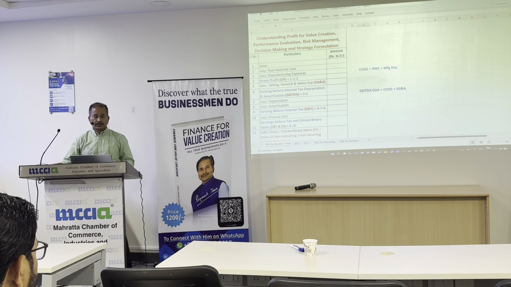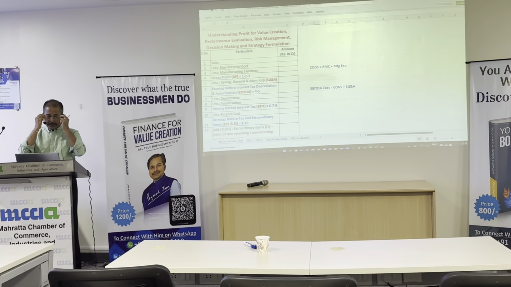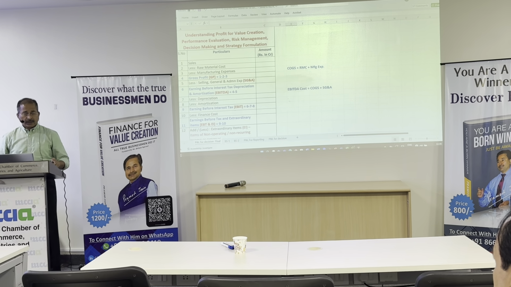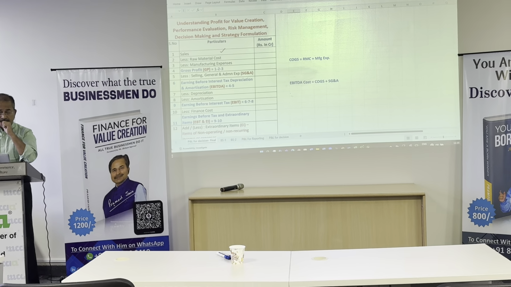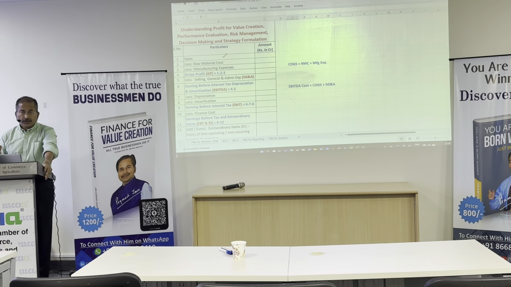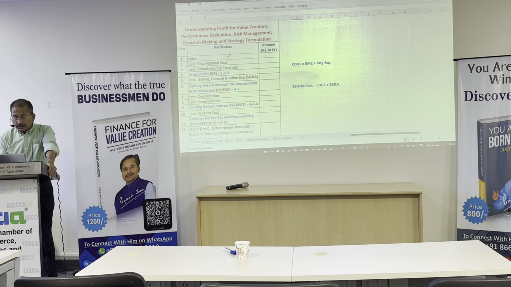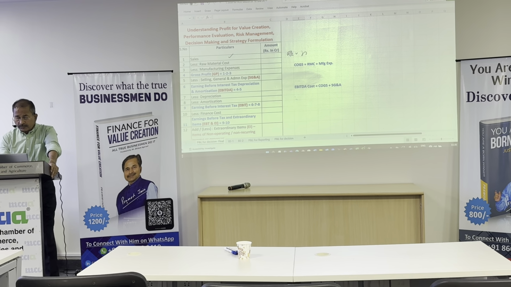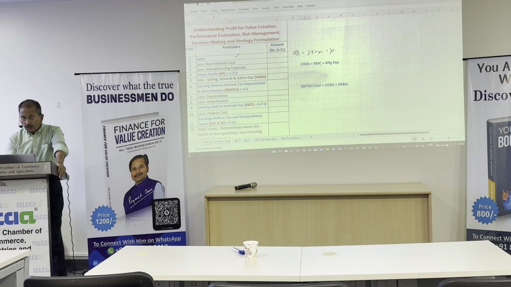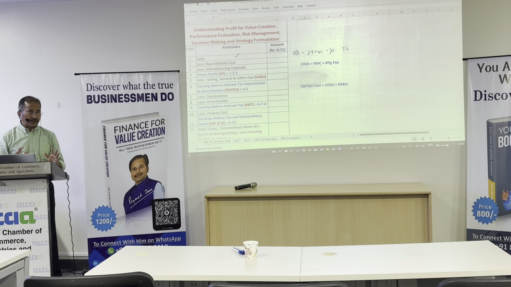So this is how the P&L of any company would look. What you have on the top is the sales. You call it sales, you call it revenue from operations, or you call it top line. They all mean the same thing.